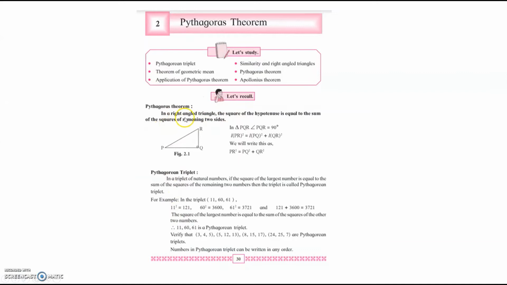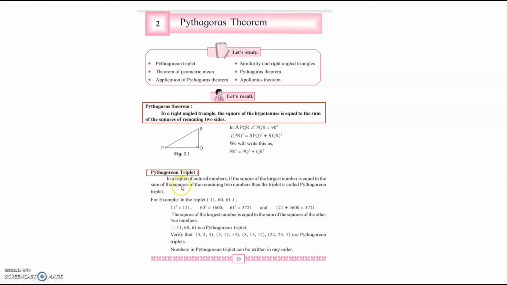Pythagoras Theorem: in a right angle triangle, the square of the hypotenuse is equal to the sum of the squares of remaining two sides. You already know PR square is equal to PQ square plus QR square when the triangle is a right angle triangle.